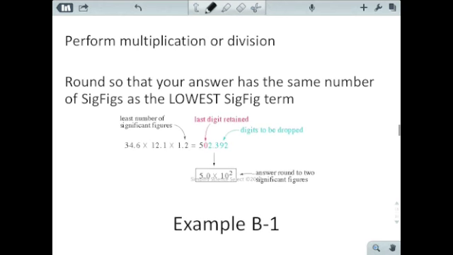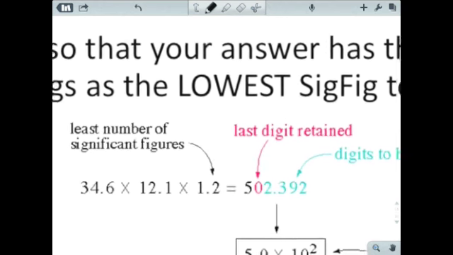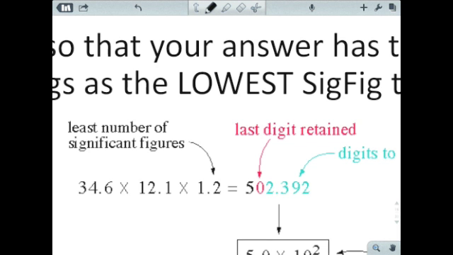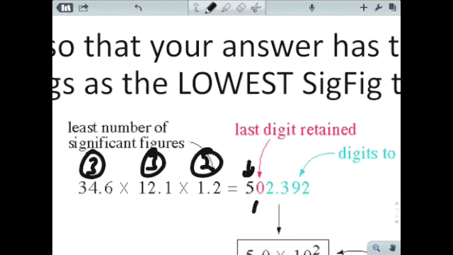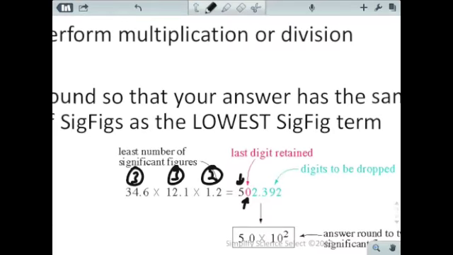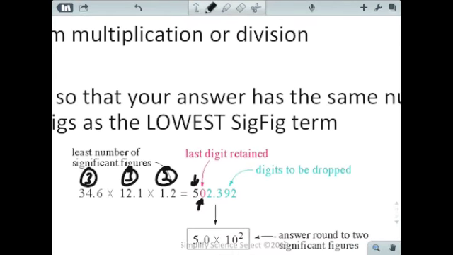So if we're looking in the very beginning, what we're going to do here is we have 34.6, which has 3 significant figures. 12.1 has 3 significant figures, and 1.2 has 2 significant figures. So what we do is we multiply all those together, and then we have to round to 2 significant figures. Okay, so we know that this first number is significant, that's 1, so we're going to round to where we have that one, 2 significant figures. So we round it and we put it in scientific notation when we're finished, and we get 5.0 times 10 to the second.